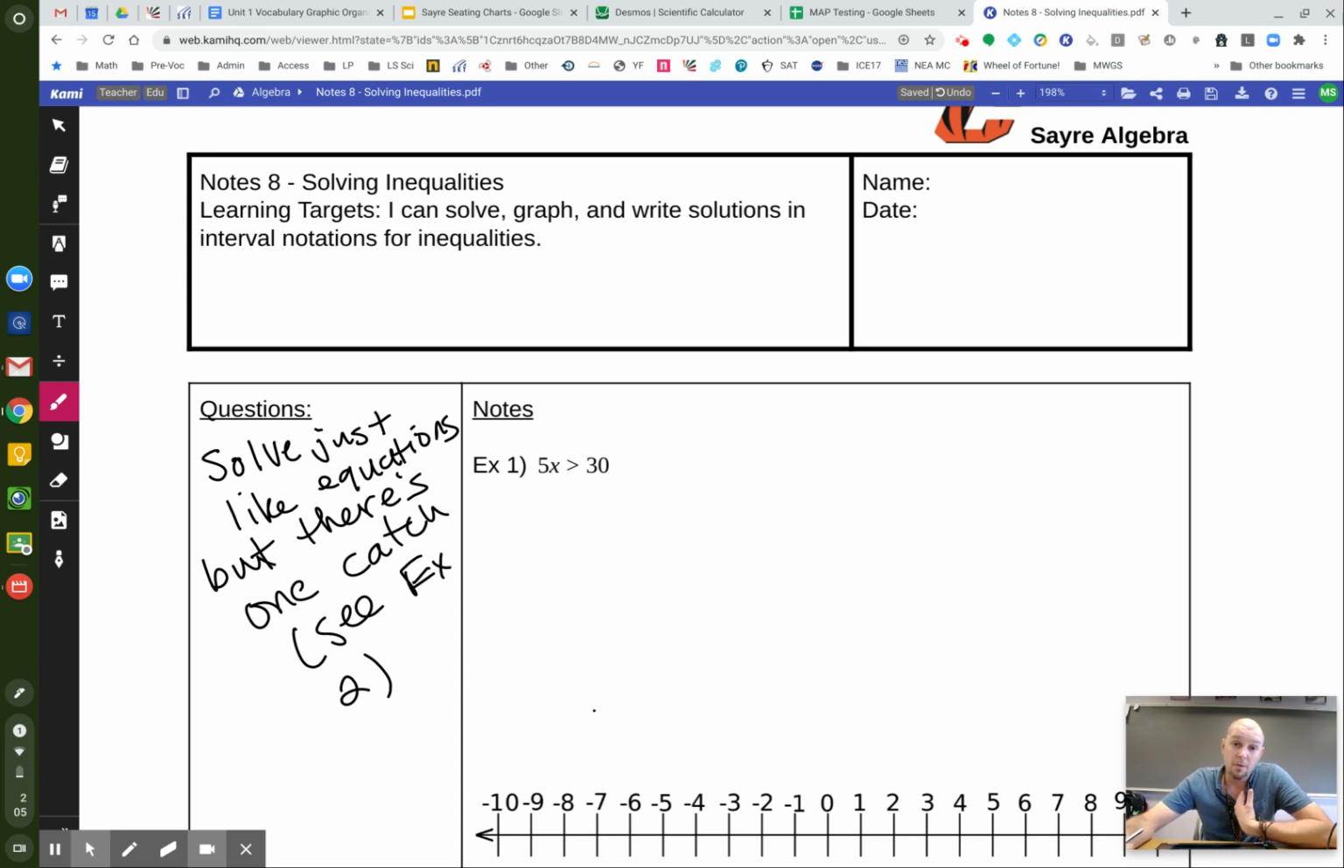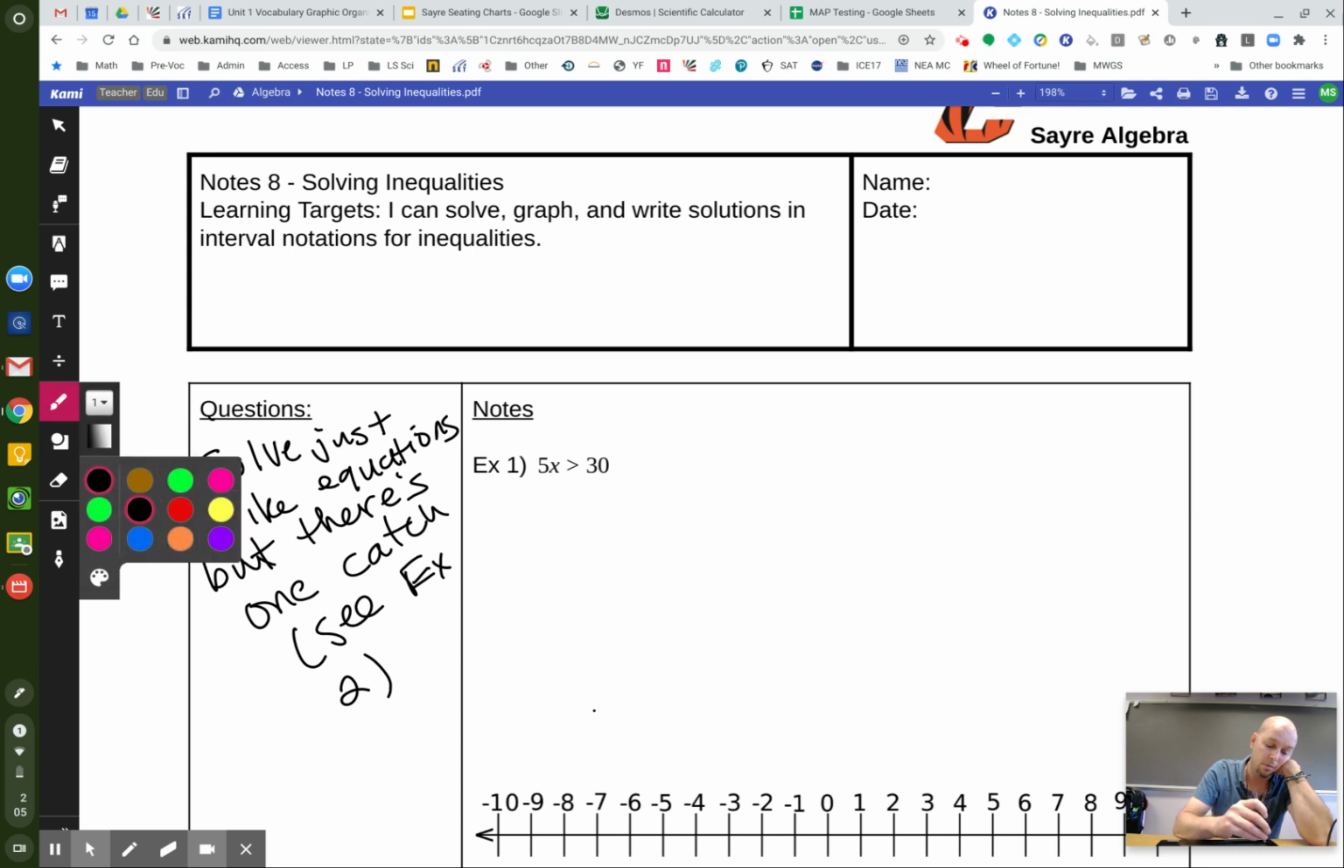Okay, so what I'm going to do is solve this just like I normally would when I'm solving an equation. I want to get x, the variable, by itself. So for this first example, I have 5x is greater than 30. I'm thinking in my head, that 5 is bothering x. How do I get rid of it? I divide. So I'm going to divide both sides by 5, just like if that was an equal sign, and I'm going to get that x is greater than 6.